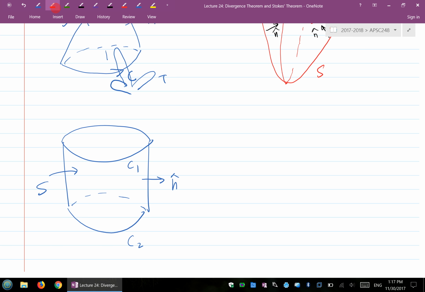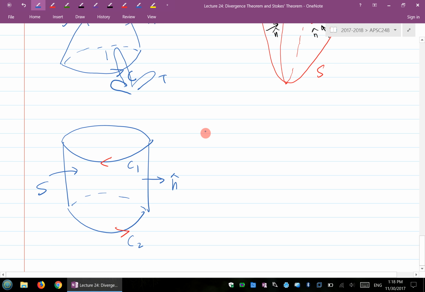Always remember the middle finger is the n hat direction, right? And the thumb and the index finger are tangent to the surface, and the thumb is the direction of C. So your upward C is this direction, and this one here is this direction here.